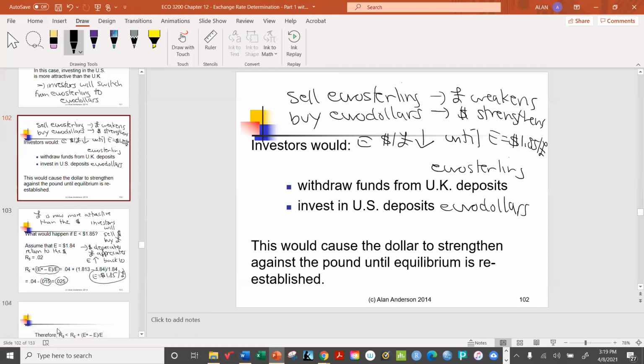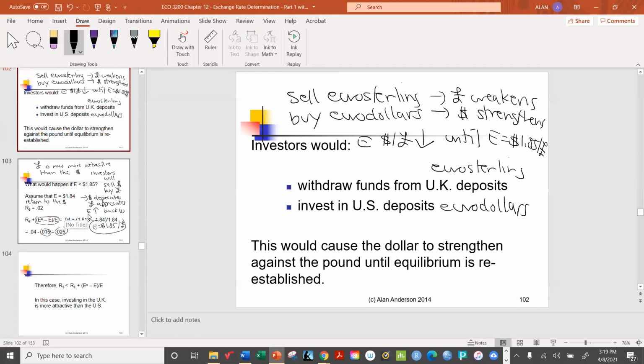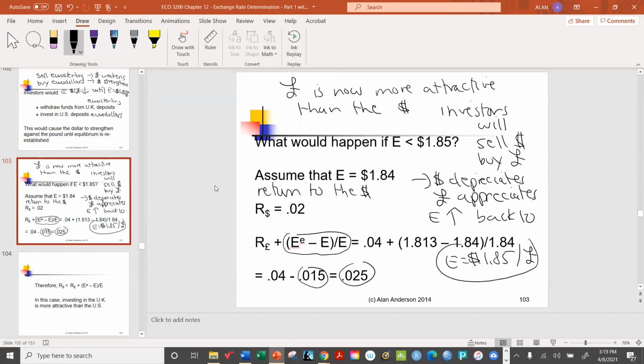So when that happens, we know that if this goes to $1.84, the return to dollars is still 2%, but all of a sudden, look what happens to sterling. With that lower exchange rate here, look at that. The rate of return to holding sterling is now up to 2.5%. Now the shoe is on the other foot. Suddenly it's the British pound that's more attractive than the dollar.